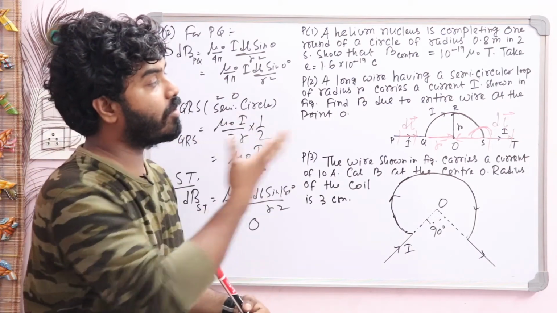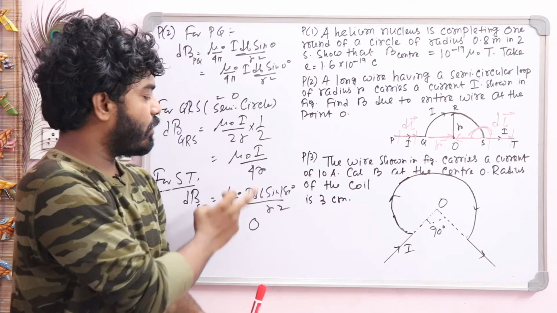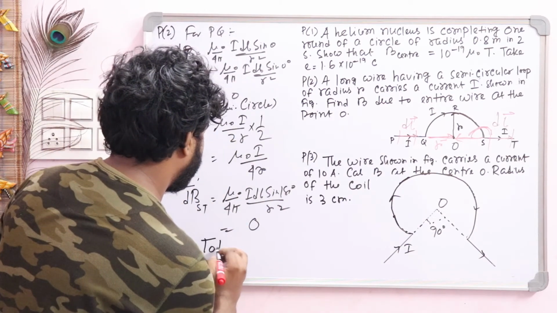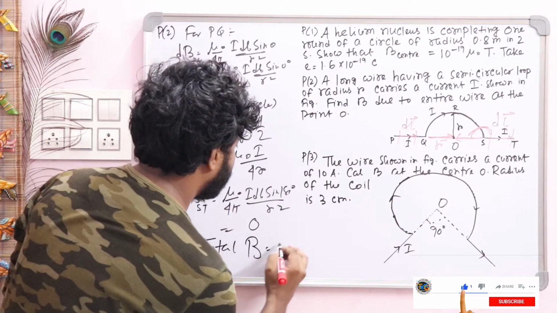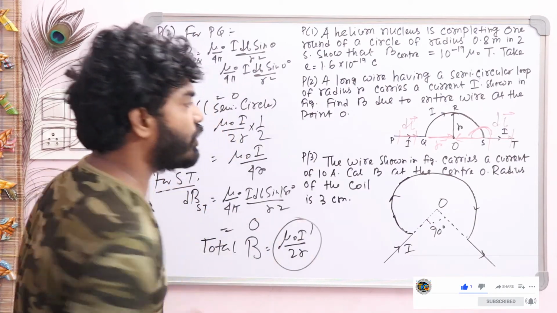So for the entire wire, what is the value of magnetic field? 0 plus this one plus this one. So the total magnetic field, total B, that is mu naught I divided by 2R. And what is the direction?